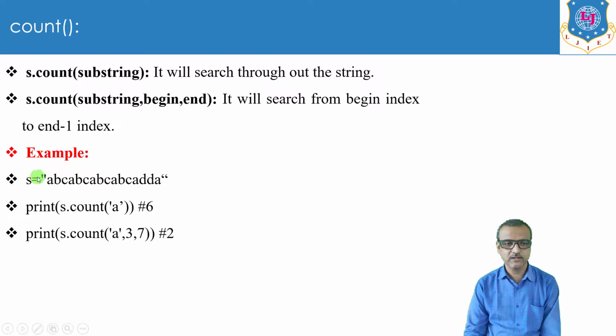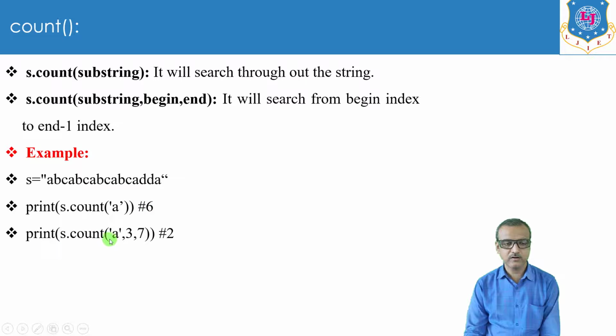For example, in S we have this string. Print of S dot count of A will count A in this string. See, A appears 1, 2, 3, 4, 5 and 6 times. So the output of this statement will be 6.